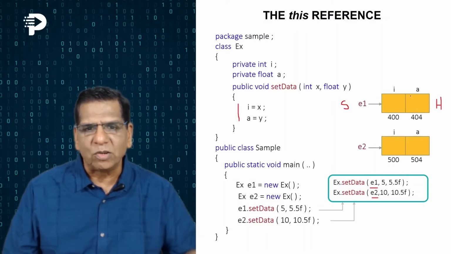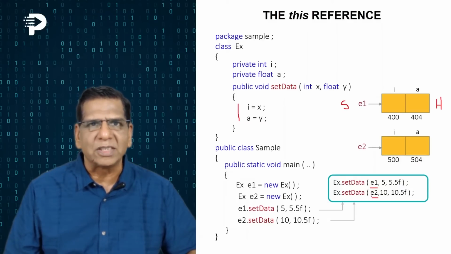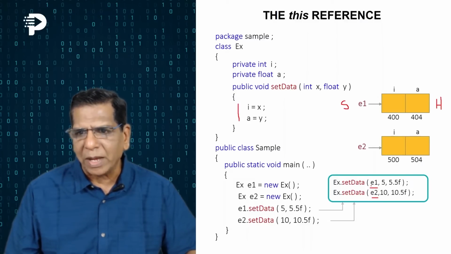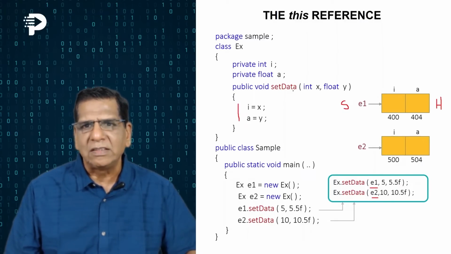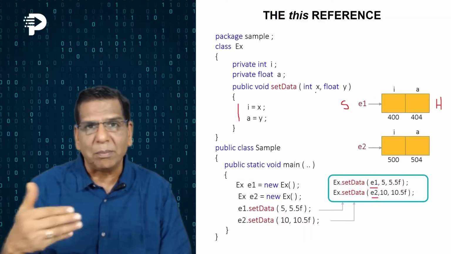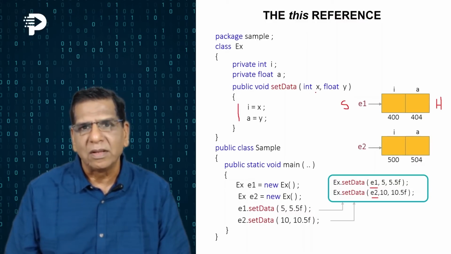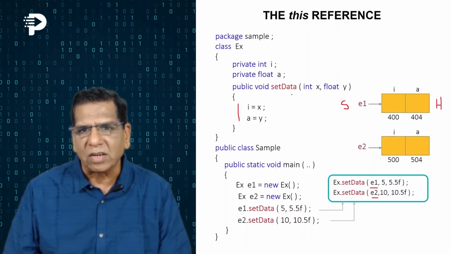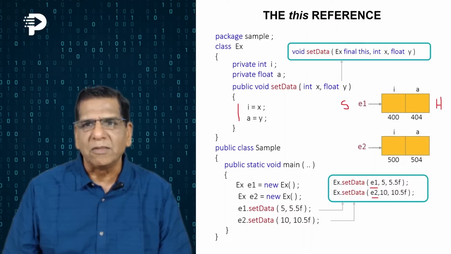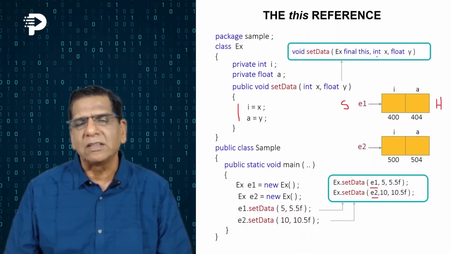So you are now convinced that to set data, what is being passed is e1 and e2, meaning references of the two objects are also being passed in the two calls. If I am passing three parameters from here, naturally in set data I have got to collect them into three. There has to be a match between the number of arguments that you pass and the number of arguments that you collect. So this call to set data, or this definition of set data, is also modified by the compiler into something which looks like this: Ex final this, int x, float y.